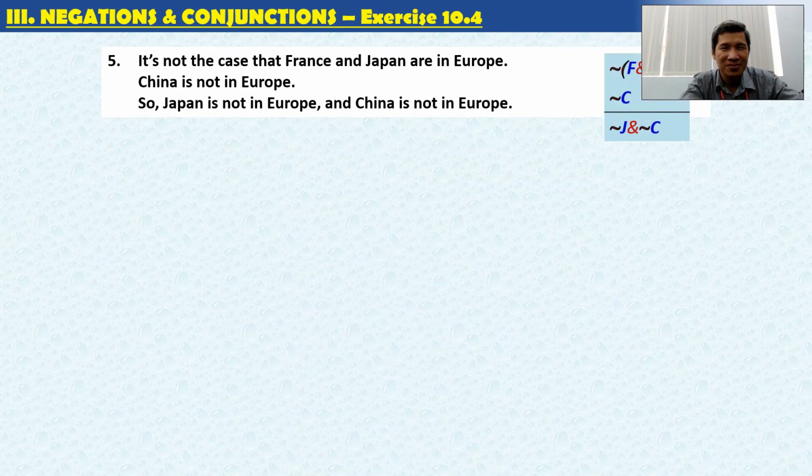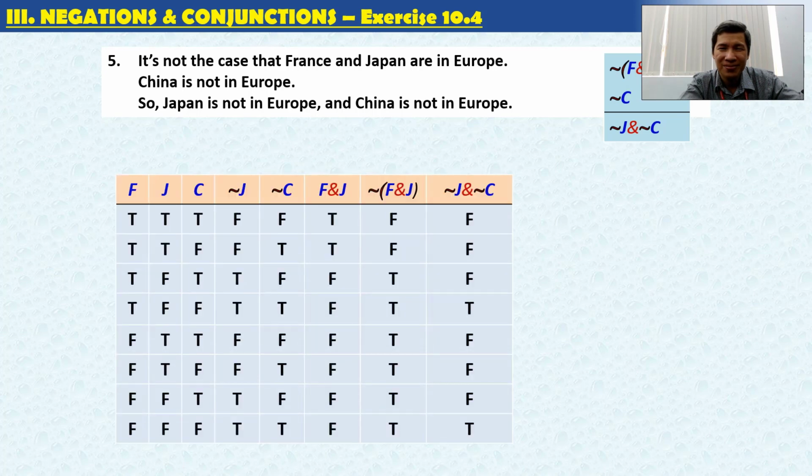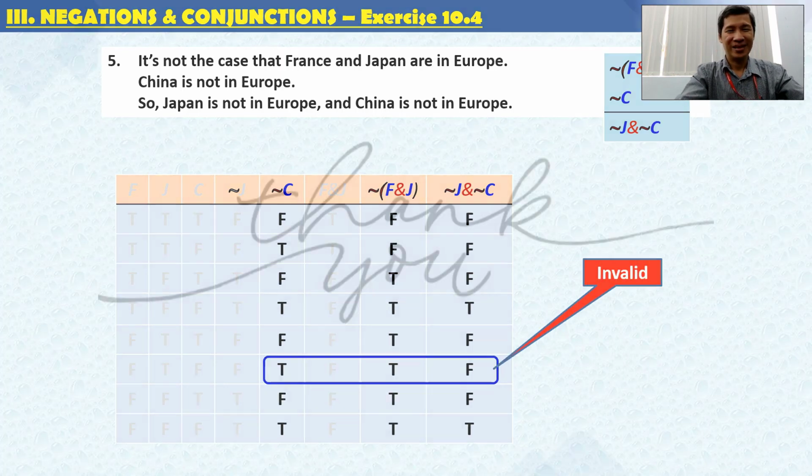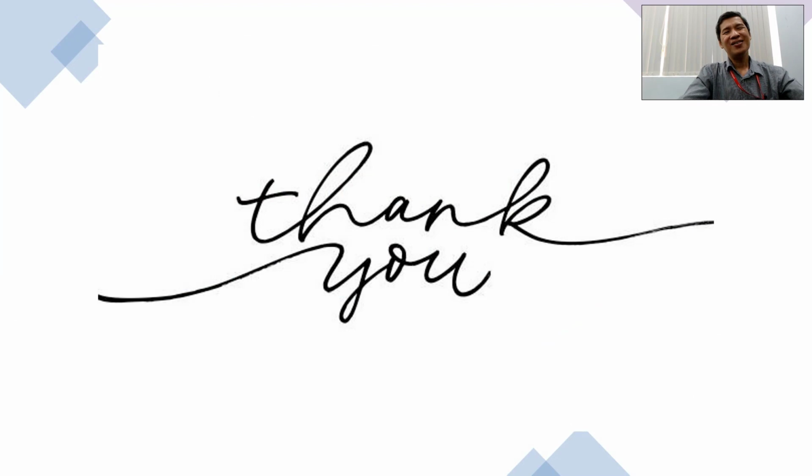Now, this one. It's not the case that France and Japan are in Europe. China is not in Europe. Invalid. Easy? Not so difficult, right?